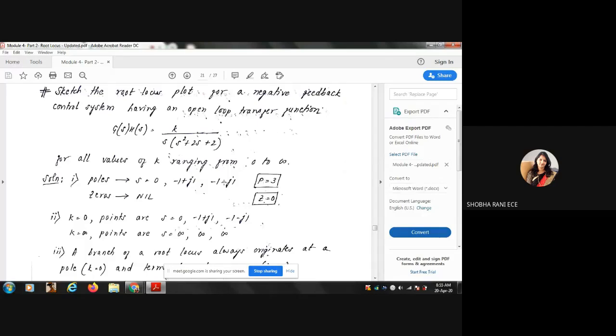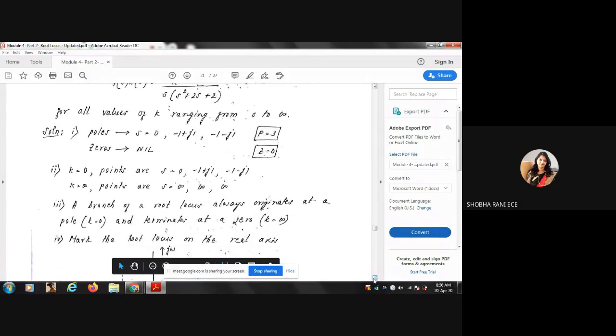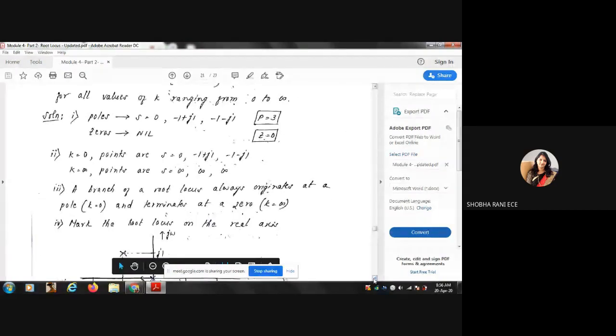Coming to zeros, when we equate the numerator to 0, we get the location of zeros. But since K is the gain constant here, we don't have any zeros for this problem, so I have written this as nil. The next step is we know that the root locus branch will always originate at a pole and terminate at a zero. The root locus will originate at a pole when K is 0 and terminate at a zero when K is infinity.